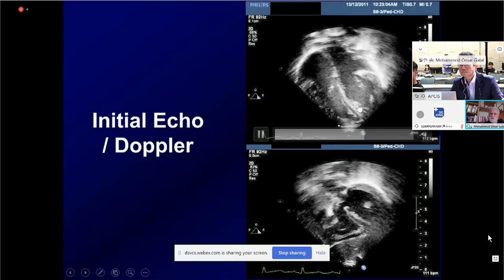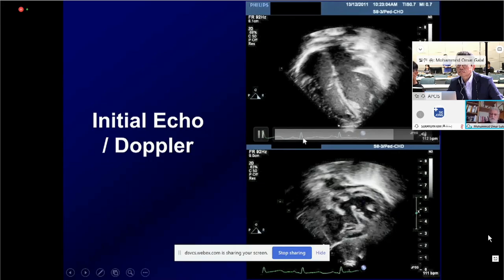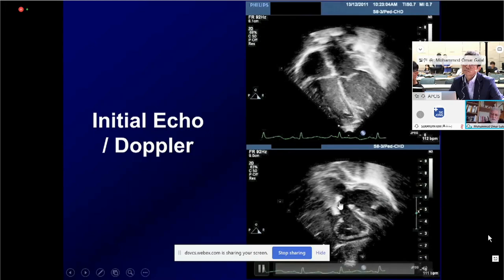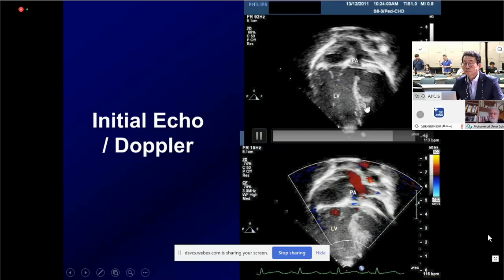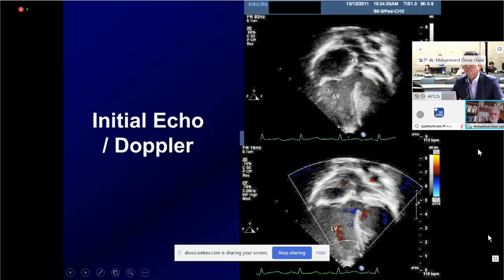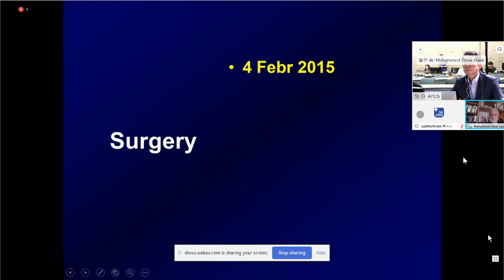Because the four-chamber view will show clearly this is the right ventricle and this is the tricuspid valve. And here in the five-chamber view, you see this is the doubly committed VSD opening to the aorta, and this is the pulmonary artery. Now, there is pulmonary stenosis, as we see by the increase in the velocity, and this is, of course, the left ventricle.